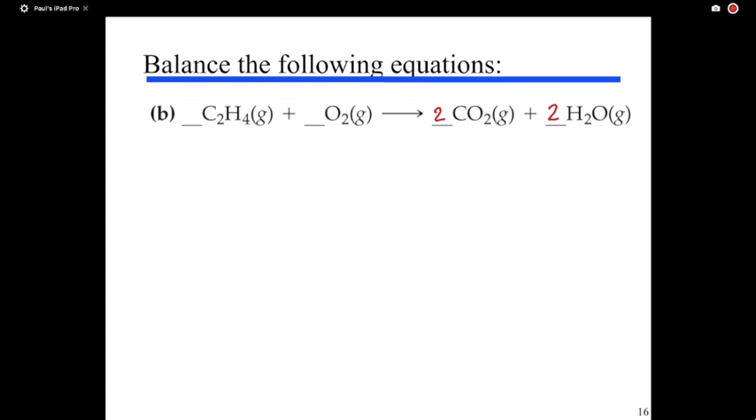Great. Okay. Last thing I need to do is oxygen. How many here? 4. How many here? 2. 2 plus 4 is 6. Can I put something here? Yes. What can I put?